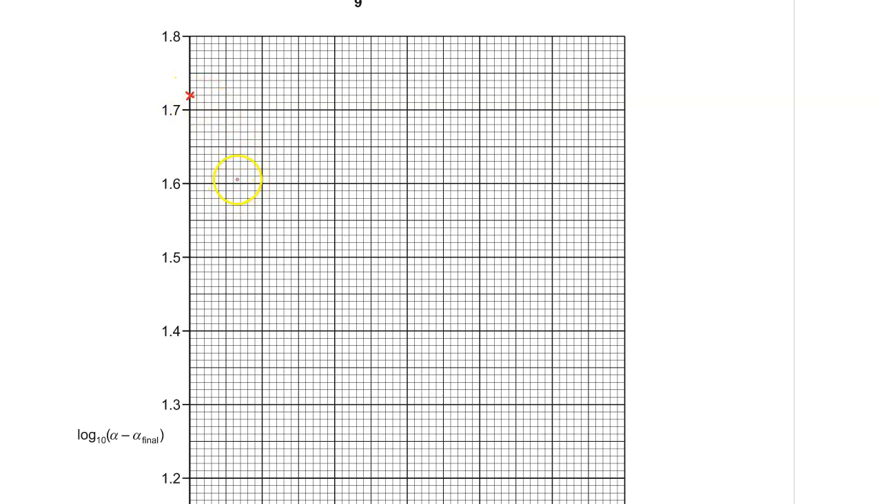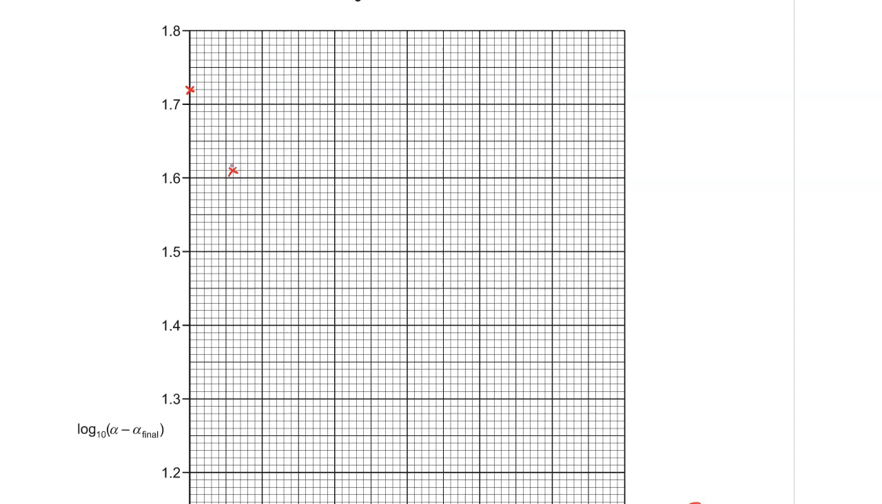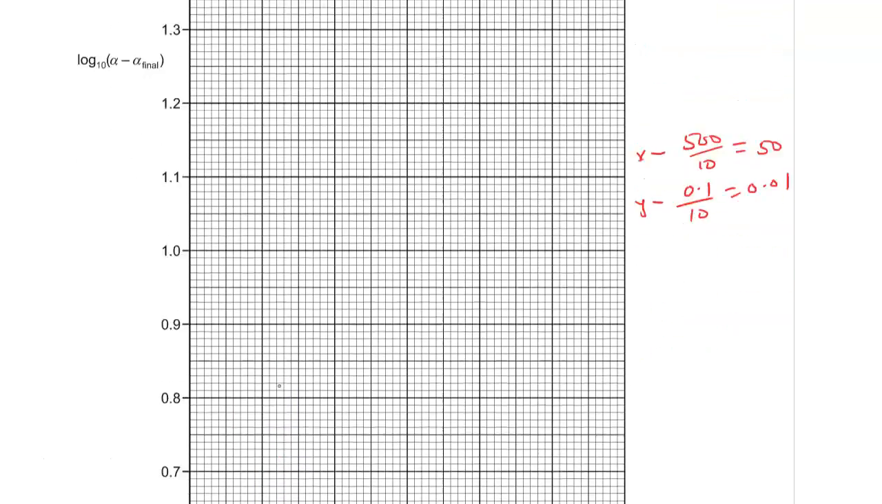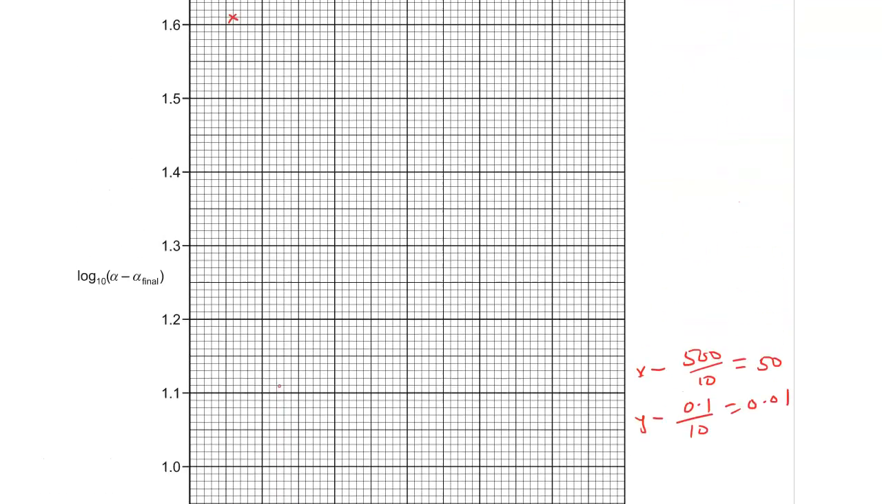Then this one, 300, is 1.61, there. Then 600 is right there, 600 for 1.52. 1.52 is there.